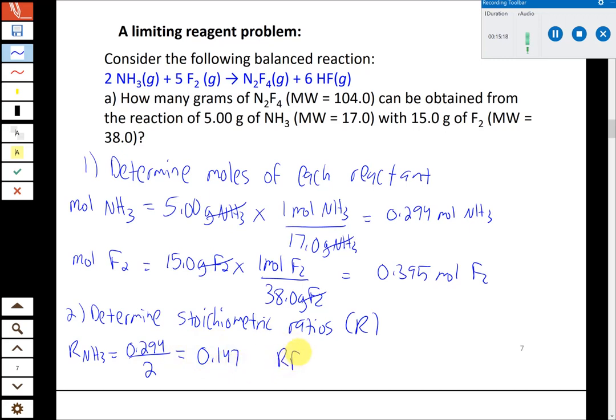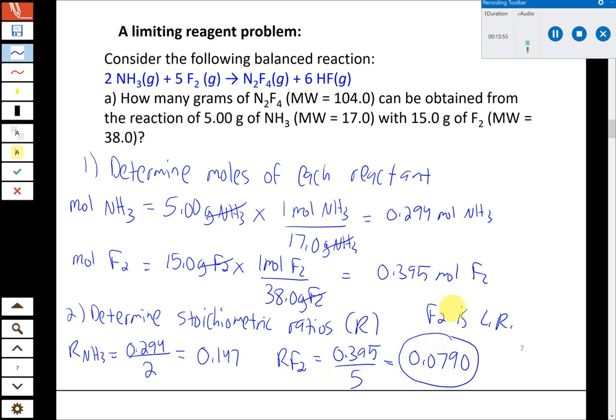Then we're going to do the same thing for F2. We're going to take the number of moles of F2 that we have, which is 0.395, and divide it by its coefficient, which is 5, in the balanced chemical equation, and we get 0.0790. And the smaller of these two numbers is going to be our limiting reactant, which clearly is F2. So this number is smaller, so that's our limiting reactant. Now remember that that number is no longer useful, but it allows us to identify that F2 is the limiting reactant. And so any other calculation we're going to do in this problem is going to start with how much F2 we have.